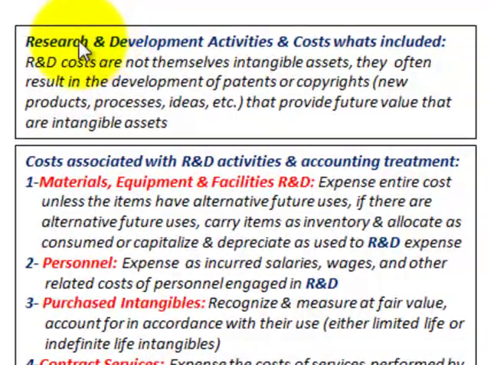What we're going to be going over here is research and development activities and costs, and what would be included in these research and development activities. It's commonly referred to as R&D, and R&D costs are not themselves intangible assets. They often result in the development of patents or copyrights, that would be new products, processes, ideas, and so forth, that provide future value. Those are the intangible assets, that is, these patents and copyrights.